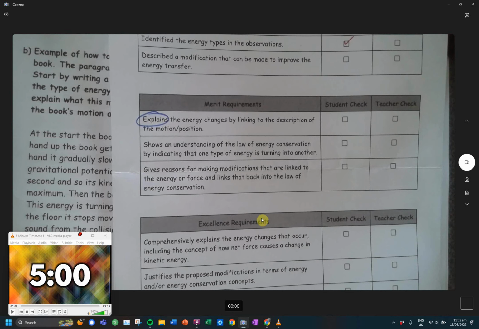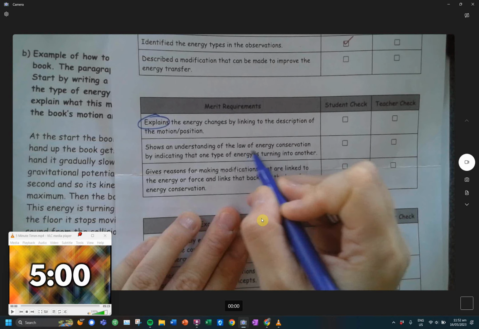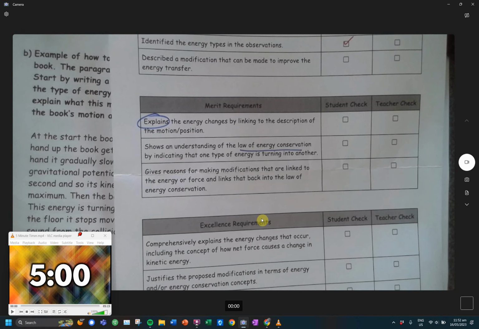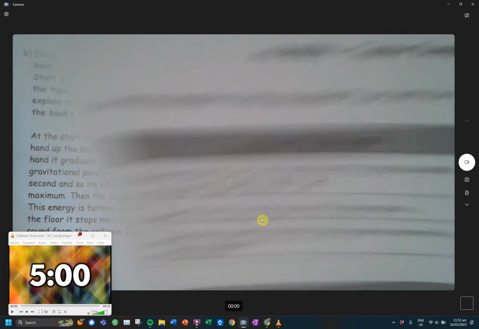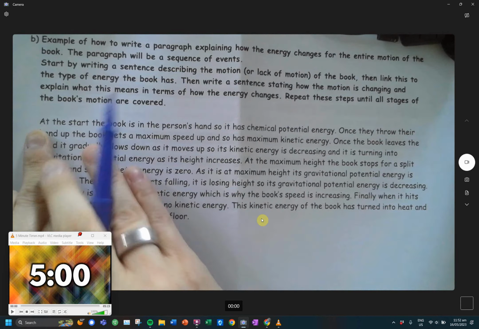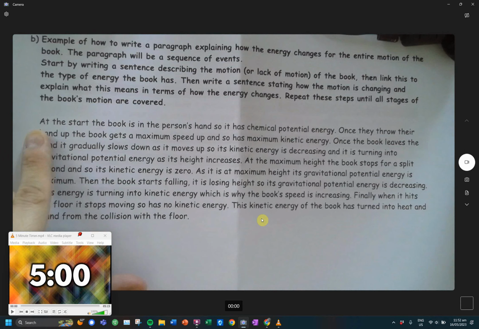What we're looking for is if you are showing understanding of the law of conservation, understanding that energy is changing from one form to another. So what I'll show you is what a Merit level answer looks like and then what an Excellence level answer looks like. For a Merit level, we have an explanation of what's going on in that image.